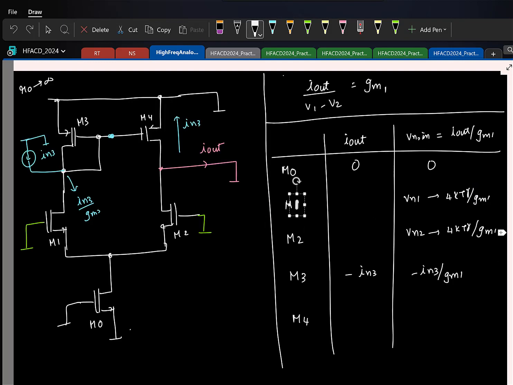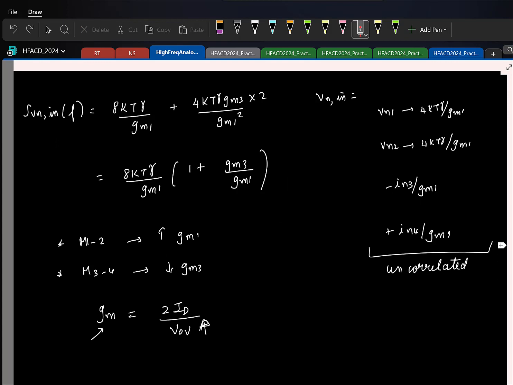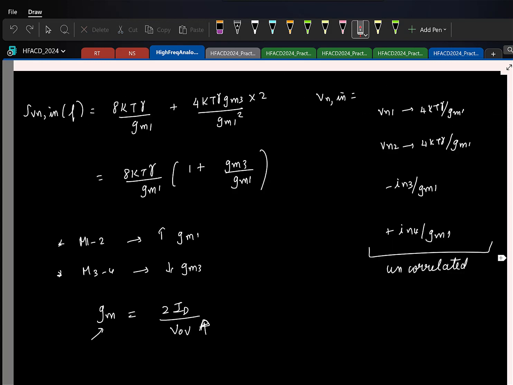Just to refresh the result, we saw that the noise contributed by the input differential pair directly appears at the input referred noise, because the noise of these transistors is modeled by an equivalent voltage source at the gate. Whereas for the current mirror transistors, it has a scaling factor of GM3 by GM.